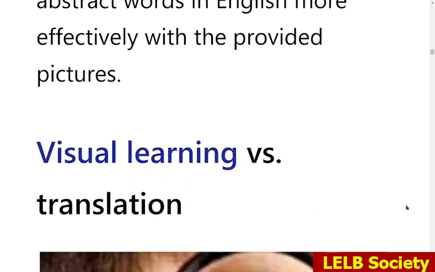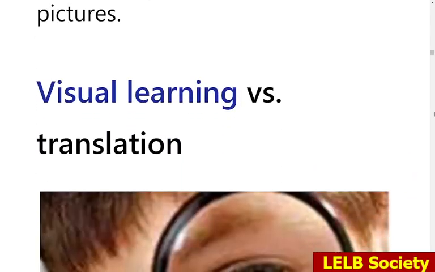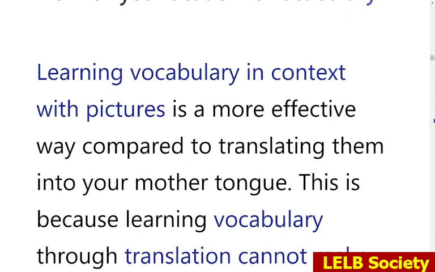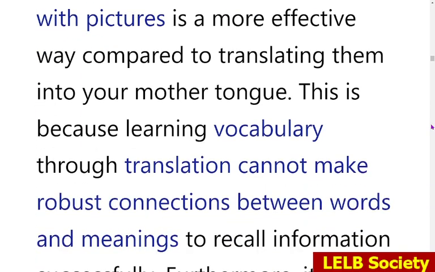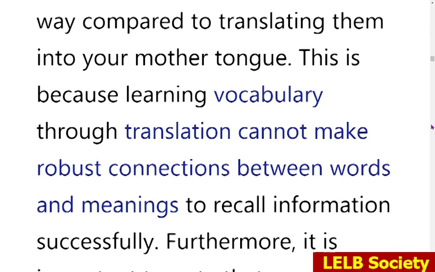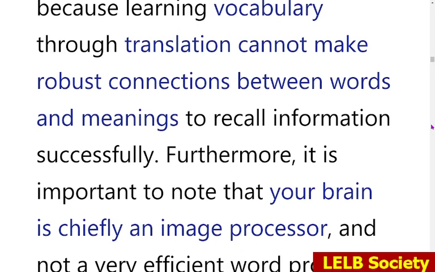And the next heading is visual learning versus translation. Learning vocabulary in context with pictures is a more effective way compared to translating them into your mother tongue. This is because learning vocabulary through translation cannot make robust connections between words and meanings to recall information successfully.